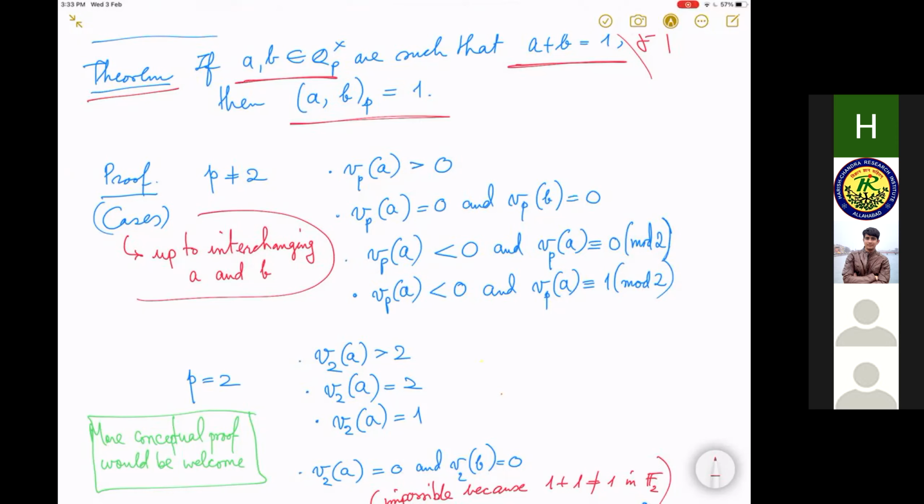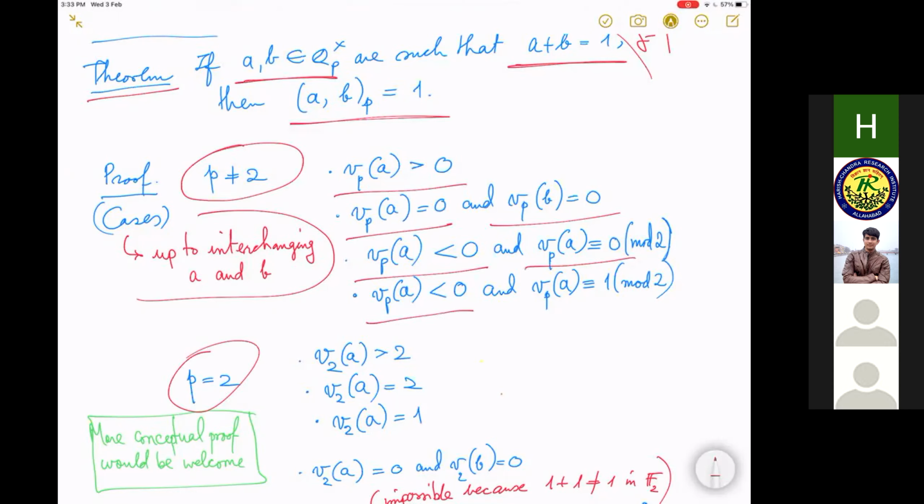So first we will distinguish P odd and P equal to 2. That's the first dichotomy. Then when P is odd, we will consider the cases: the valuation of A is strictly positive, or the valuations of A and B are both 0, or the valuation of A is strictly negative and even, or strictly negative and odd. So these are the cases which we will consider for odd P.